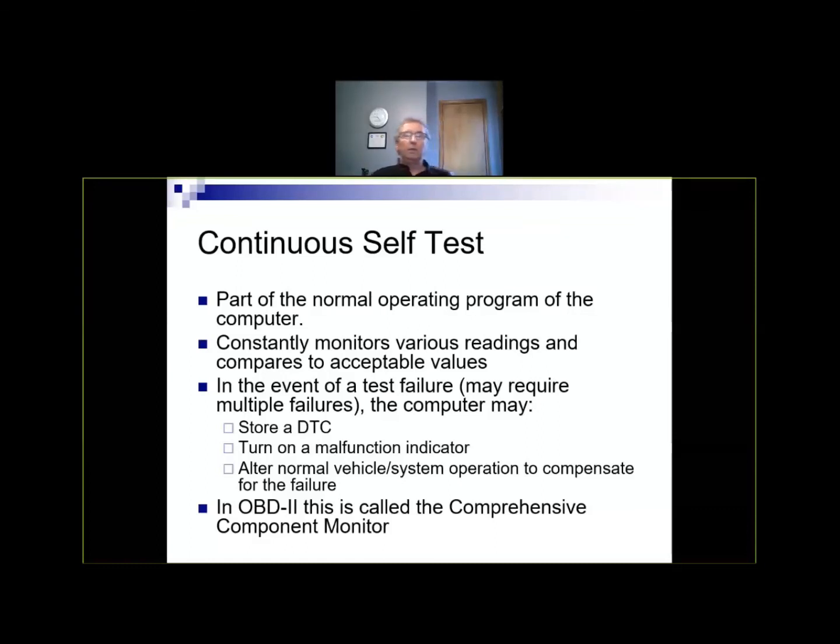So this continuous self-test has been around since OBD1. In OBD2, it's called the comprehensive component monitor. Anything that doesn't fit under these other monitors that we're going to list, like catalyst or EGR or fuel system or whatever, we're just going to call the comprehensive component monitor. So it's doing a check of all the rest of the components of the vehicle.